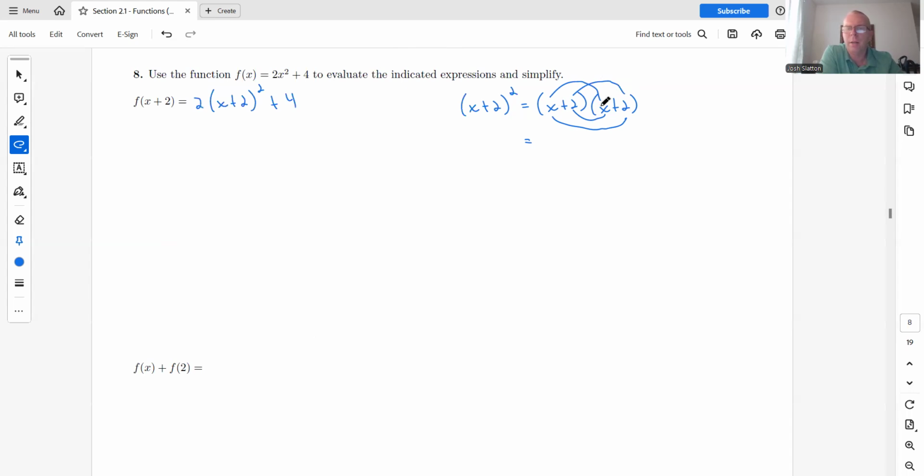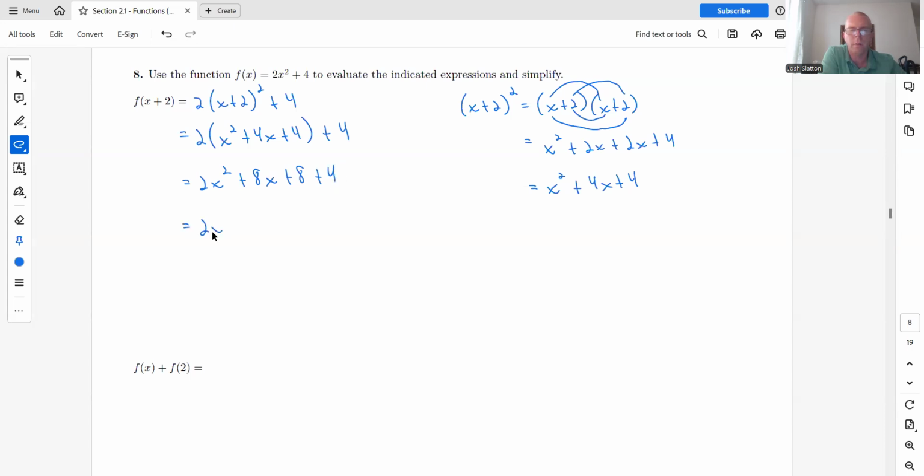So x times x, we get x squared. X times 2, we get 2x. 2 times x, we get 2x. And then 2 times 2, we get 4. So this simplifies to x squared plus 4x plus 4. So we have 2 times x squared plus 4x plus 4 plus 4. So let's distribute the 2. So 2x squared plus 8x plus 8 plus 4. And then the 8 plus 4 gives us 2x squared plus 8x plus 12.